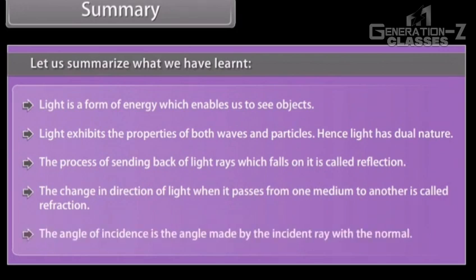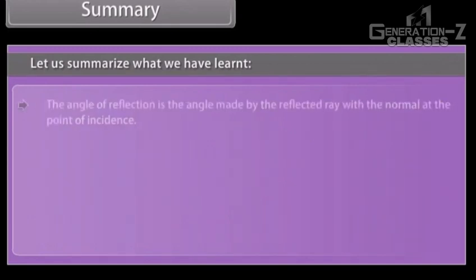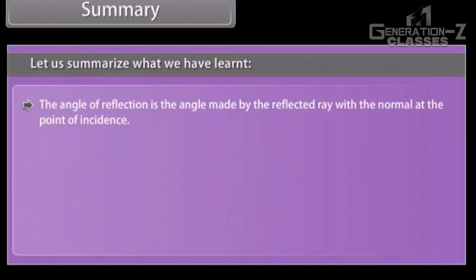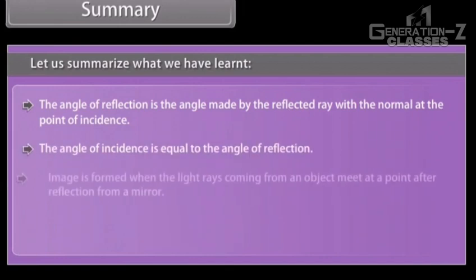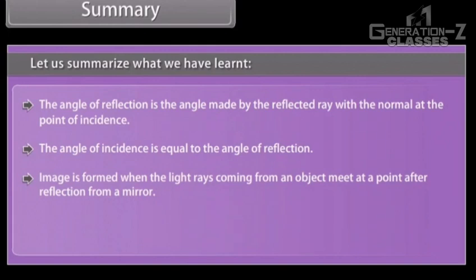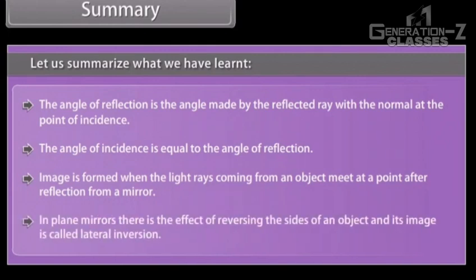The angle of incidence is the angle made by the incident ray with the normal. The angle of reflection is the angle made by the reflected ray with the normal at the point of incidence. The angle of incidence is equal to the angle of reflection. Image is formed when the light rays coming from an object meet at a point after reflection from a mirror. In plane mirrors, there is the effect of reversing the sides of an object and its image, which is called lateral inversion.